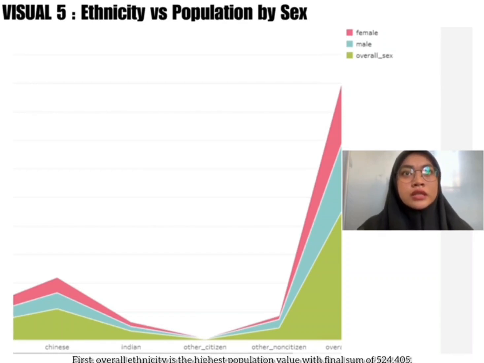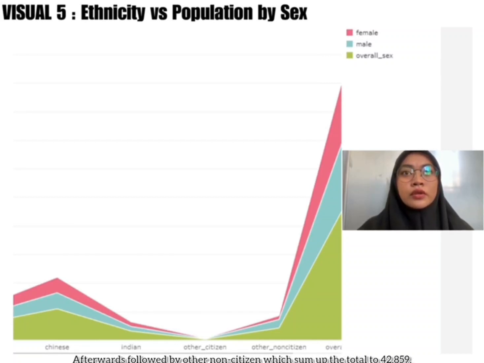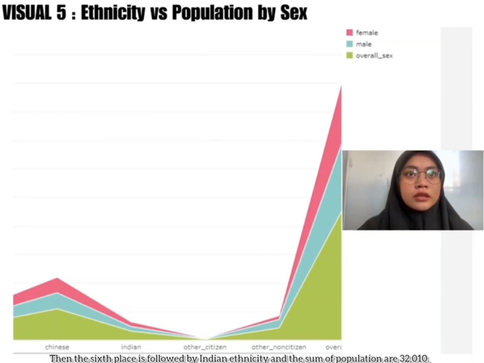First, overall ethnicity is the highest population value with final sum of 524,405. Second highest are Bumiputra Malay, and the sum of population are 276,788. The third highest population by sex are Chinese with total population of 110,081. The fourth place are Bumiputra Other, which record total of 59,129. Afterward followed by other non-citizen, which sum up the total to 42,859. Then the sixth place is followed by Indian ethnicity, and the sum of population are 32,010. Finally, the last place are other citizen with a total population of 3,540.